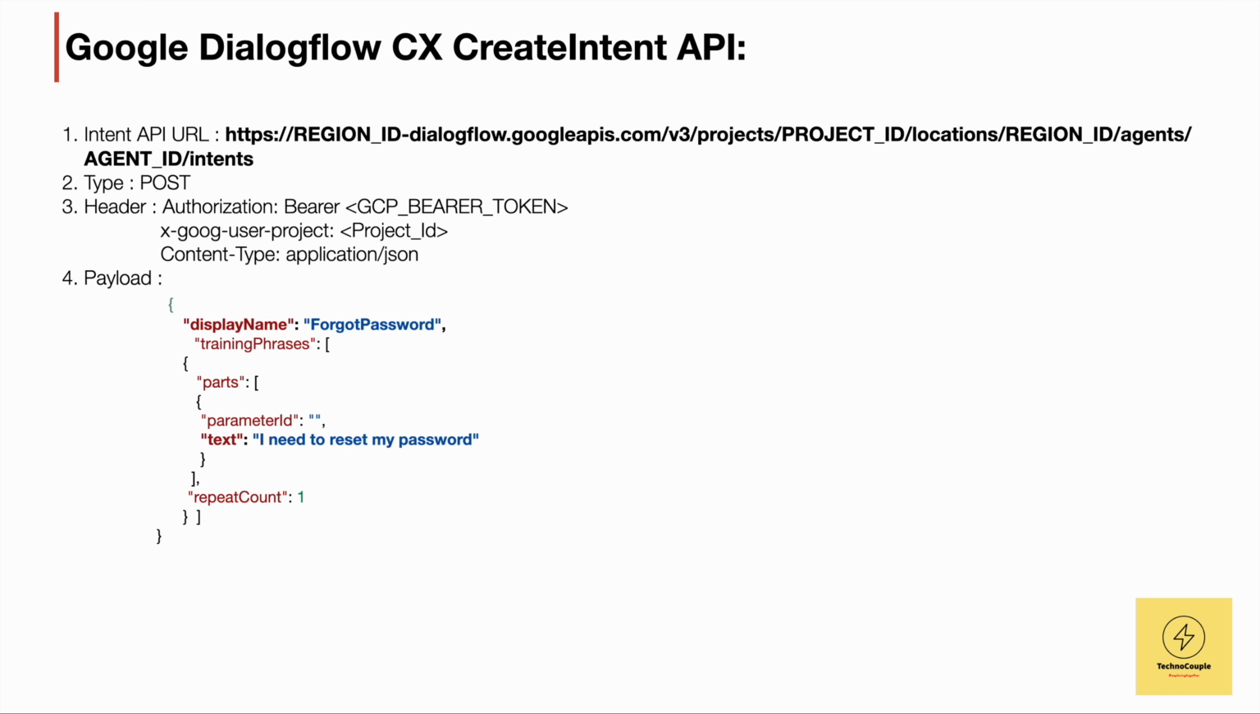The x-goog-user-project header value should be your project ID, which can be found on Google's console. Content type will be application/JSON. Finally, you need to form the payload using a list of training phrases and the name for this intent. Once the createIntent API response is returned, we are looking only at the HTTP response code to display the success or error message. This code can further be refined and standardized to any extent, but we have developed it only for the demo.